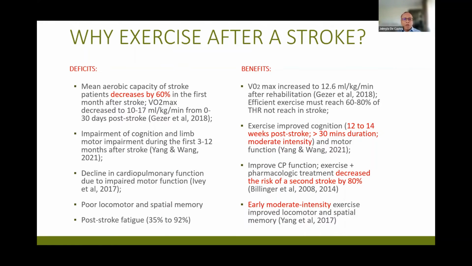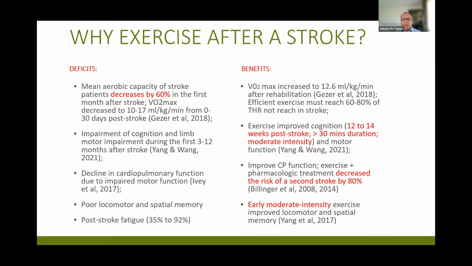Now, number two is impairment of cognition. Patients have a lot of problems with processing information and, of course, higher learning. There is also a limb impairment on one side, and this is noticeable during the first 3 to 12 months after stroke. And guess what? When you do exercise, you actually improve cognition, and of course, you improve motor function. So we usually recommend a 30-minute duration, moderate intensity type of exercise when we start an exercise program for our patients. And number three is a decline in cardiopulmonary function due to impaired motor function. When we do exercise, those things improve.